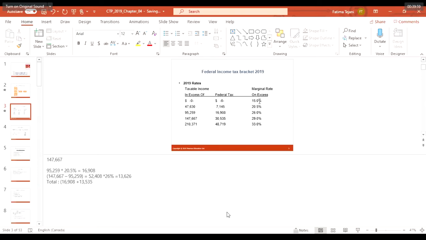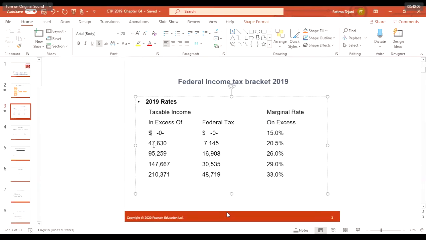So guys, why did I take this out? Because while calculating 95,000, you anyways have used this, right? So if the amount is 147,000, up until 95,000 the amount is 16,908. So anything balance between 95,000 and 147,000 has to be calculated at 26%. So that's how it comes in. So if it is 210,031, up until 147,000 it is 30,535, and the balance amount will be calculated between 210,037 minus 147,637, and that will be calculated at 29%.